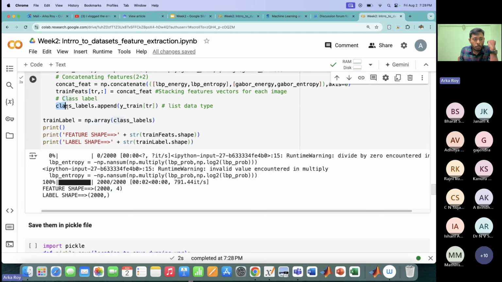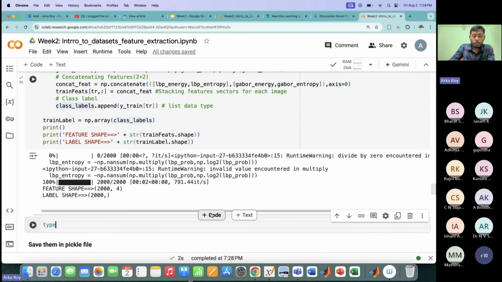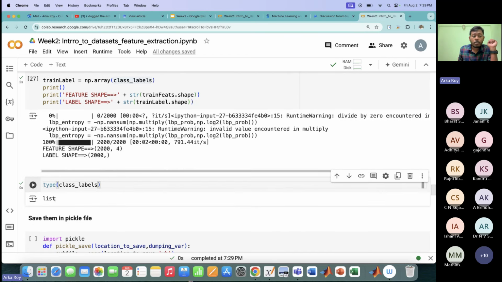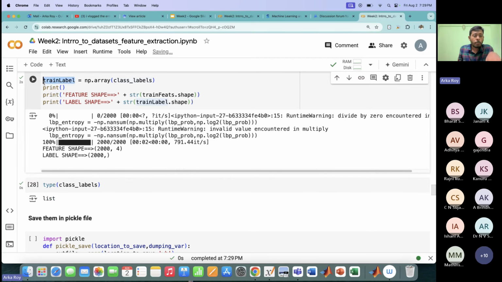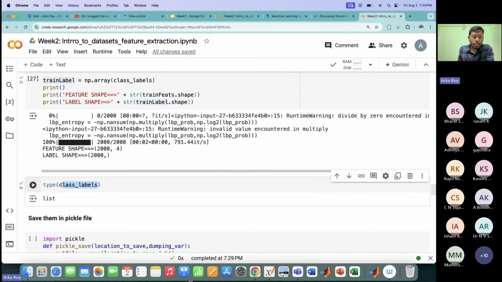So if I show you the type of class labels, you'll see that this is a list. However, if I show you the data type of train label, it would be NP array or ND array. Yeah, so it is numpy.ndarray.